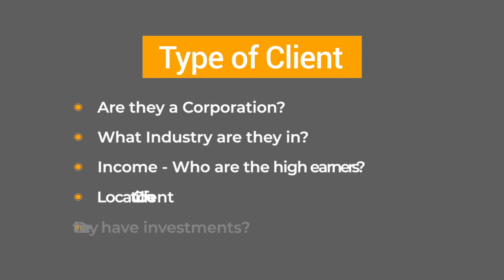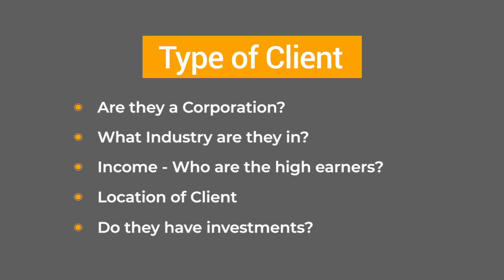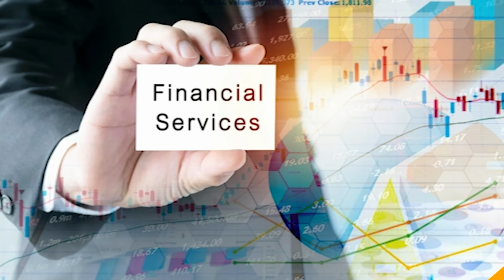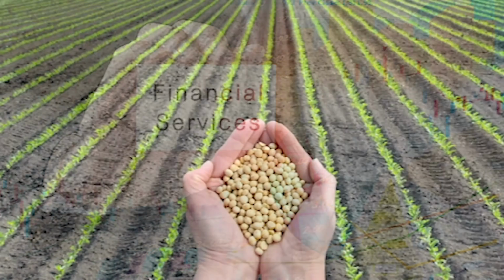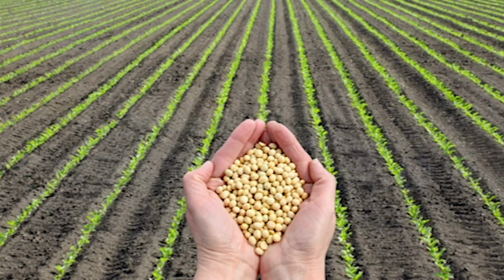And when we mean type, we really mean, are they a corporation? Are they companies? What type of corporations are they? What kind of businesses are they in? Financial services, agriculture, those kinds of type segmentation can certainly be helpful. Also, that ties into income.